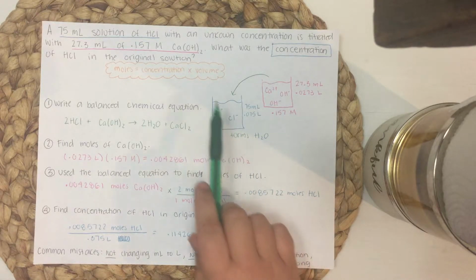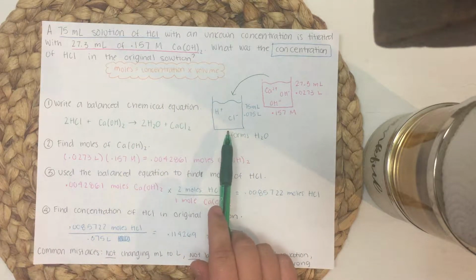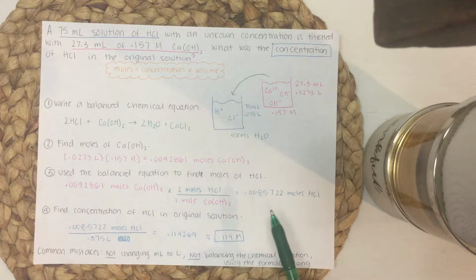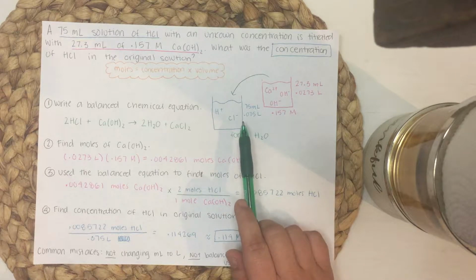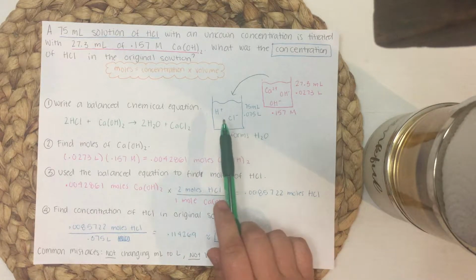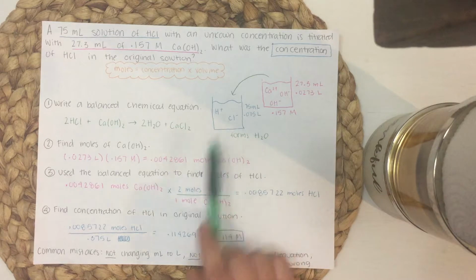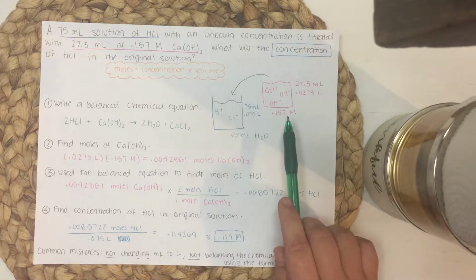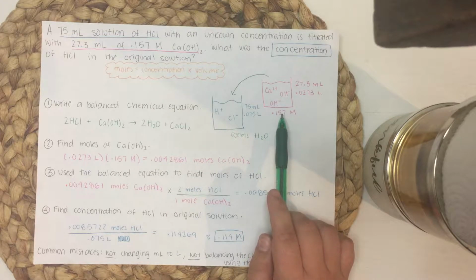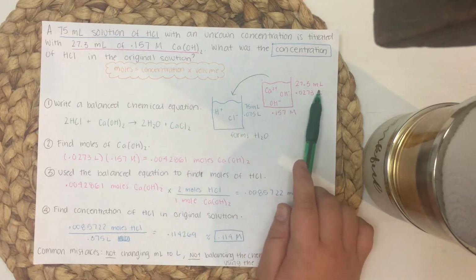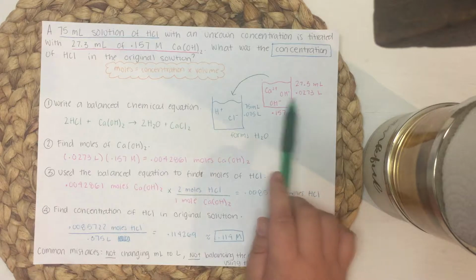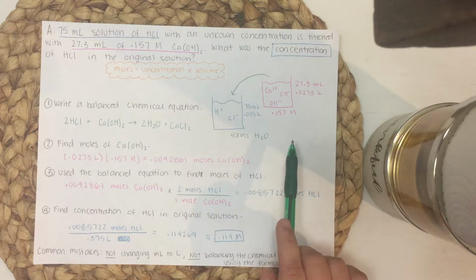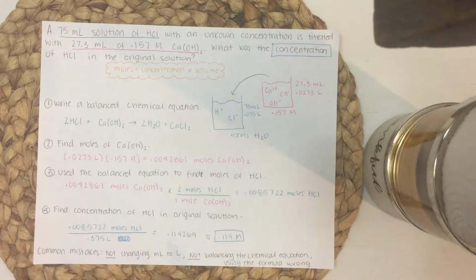The first solution is hydrochloric acid. It's said that we get 75 milliliters, which for these types of problems we have to remember to convert to liters. Hydrochloric acid is a strong acid, so it's going to separate. And then the second solution that we are titrating it with is calcium hydroxide. Again, we were given 27.3 milliliters, so we convert that to liters. Also note the concentration was given. Calcium hydroxide is a strong base, so it's also going to separate.